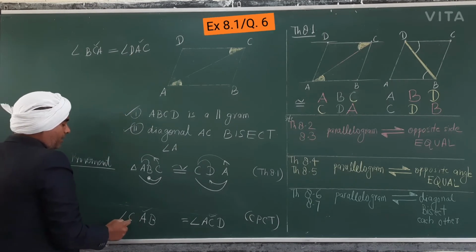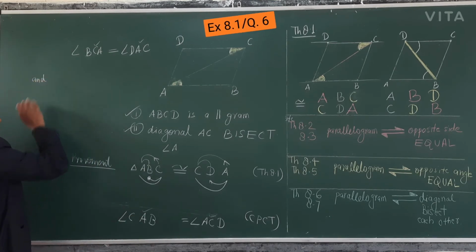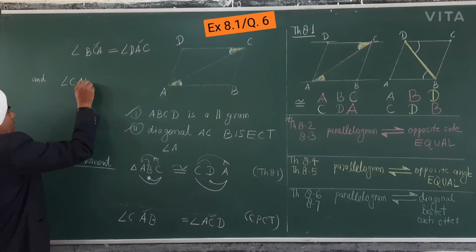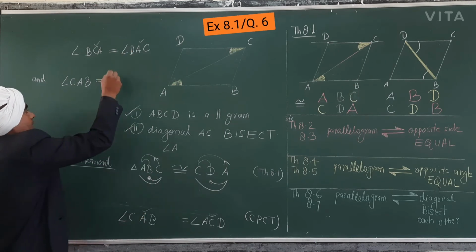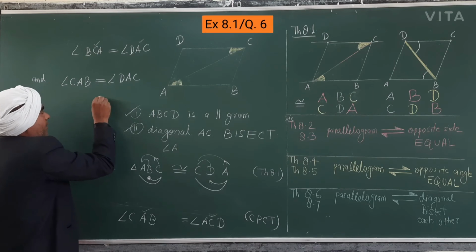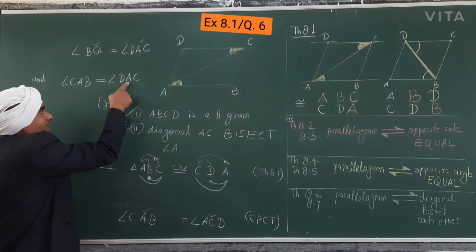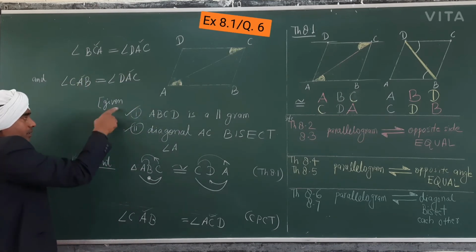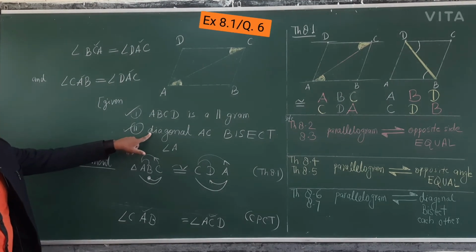It is given, and what? Angle CAB equals to angle DAC. Why have I written this? Given. Focus on A and A. Because given. Now we have used this one, the third condition.